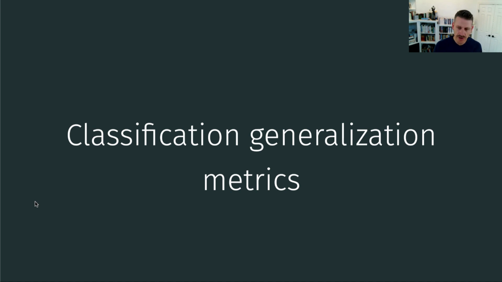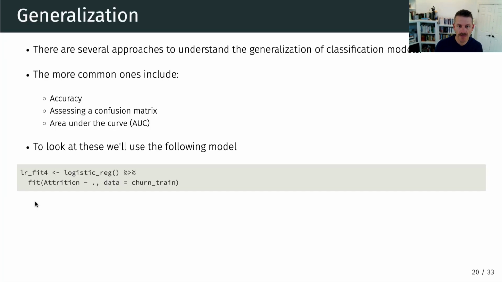With the regression problems we've been looking at lately, we were using mean squared error and root mean squared error as our primary generalization metrics. However, we don't use those when we use classification models, and there's actually many different generalization metrics that we can use for classification models. But the primary ones that you're going to see revolve around three things.